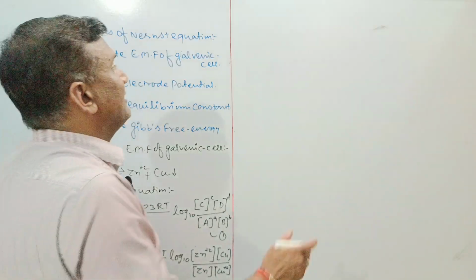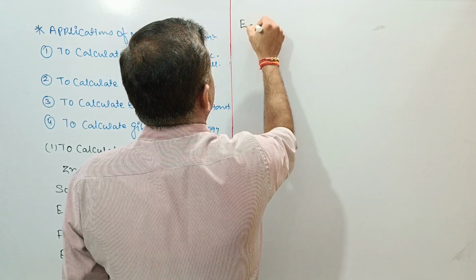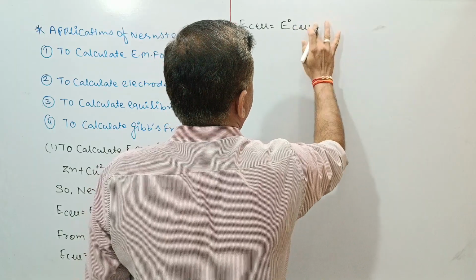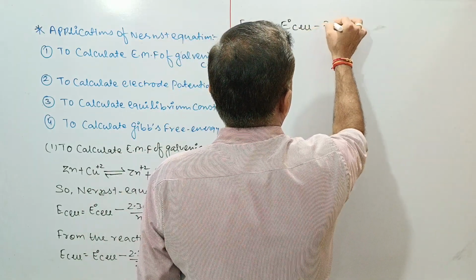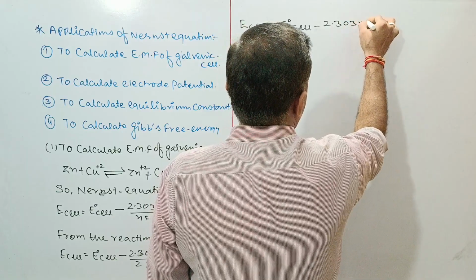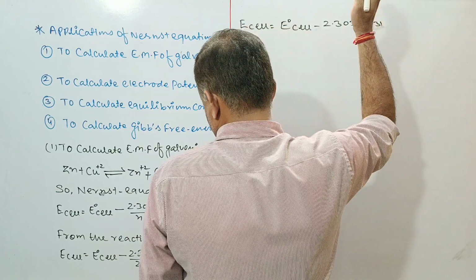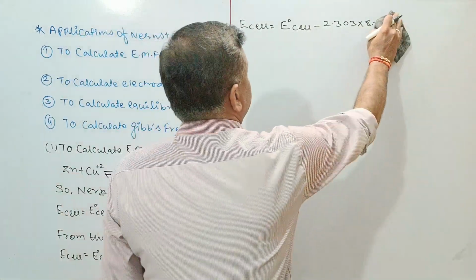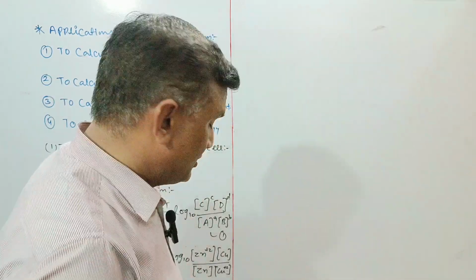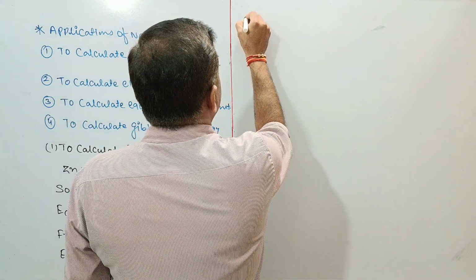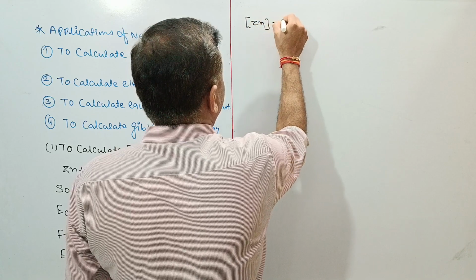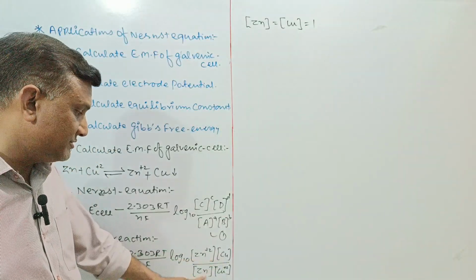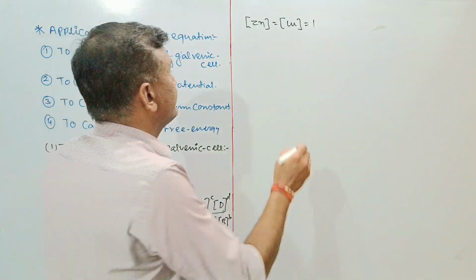If you solve it, then the value will be E cell is equal to E naught of cell minus 2.303, 8.314. So if we go with just the solid substances, the value for Zn and Cu will be 1, unity, because they are neutral substances.